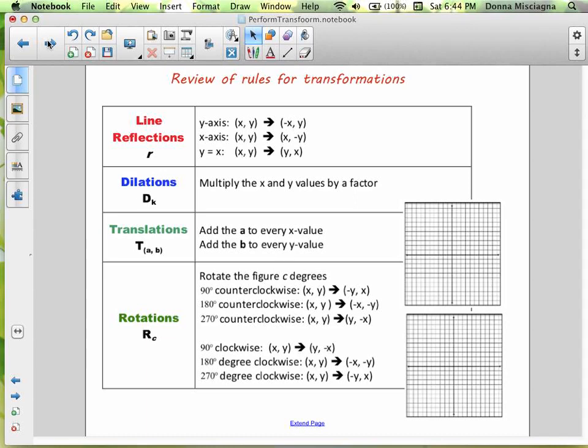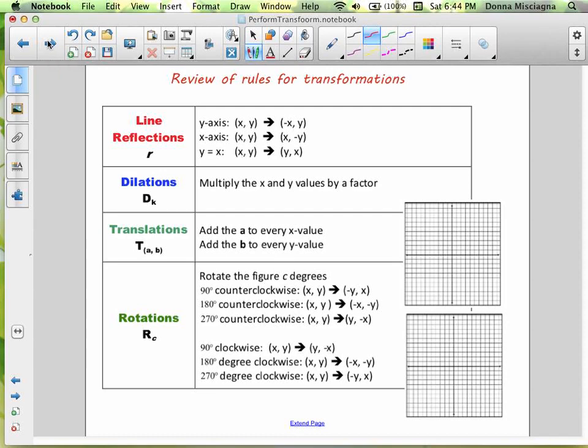But let's start off anyhow with reflections. I guess I'll write in red because that box is red. Now you have 3 of them up there, but we're going to add a couple more to them. All right, so we have reflecting over the y-axis, (x, y) maps to (-x, y).